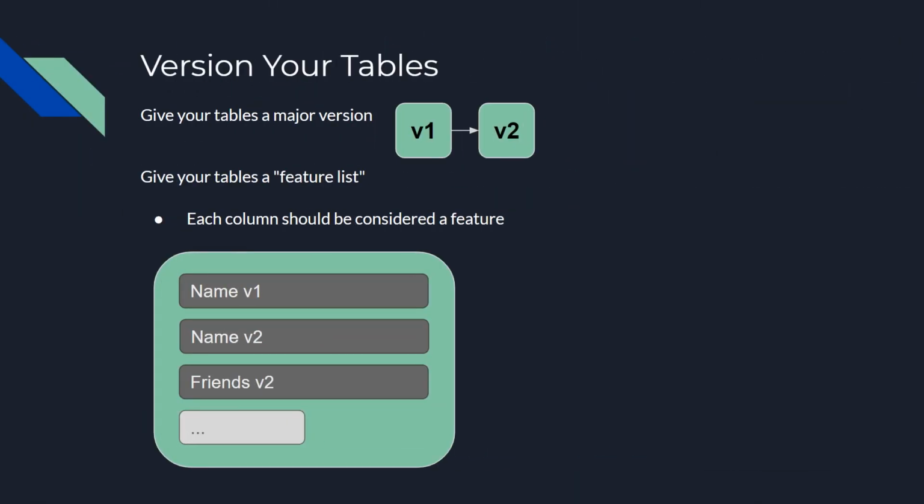We can do this by also giving each table their own spec version. This again includes a major version which will only change if you're starting over with the feature, but typically you'll make incremental changes. Include this version in the table name. We also give each table a feature list, so each column in your table is considered a feature, and each column has its own major spec version included in its name too.